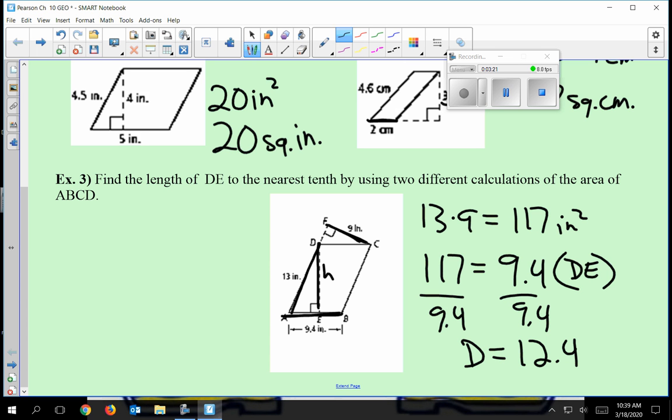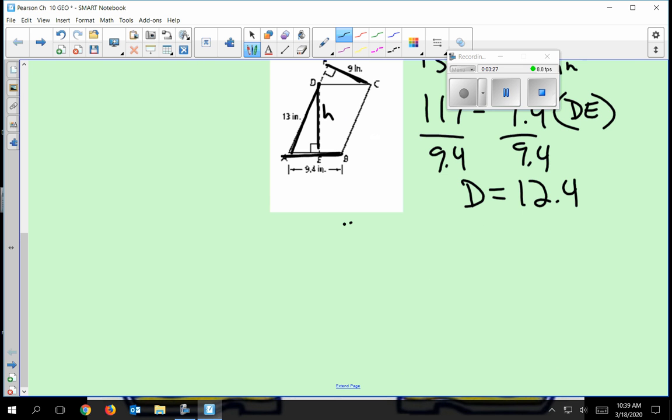And then what I did, just to check it, I took the 9.4 that I started with and the 12.4 I just got, and it came out to about 116.56, I believe. And so, because of rounding, that's going to be close for us. Okay. So that's your 2 different calculations, getting area, and that's finding DE.